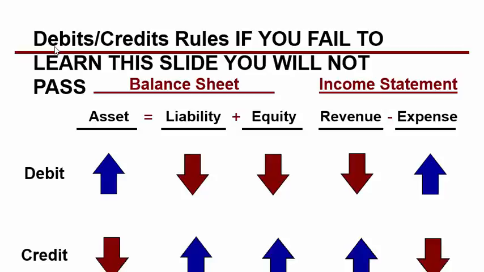Asset, if you want to increase it, you debit it. You want to decrease it, you credit it. Good. Liability, you want to increase, you credit, decrease, you debit it. Revenue, you want to increase, you credit it, decrease, debit it. Good. Expenses, you want to increase, you debit, decrease, you credit. Good. Equity, you want to increase it, you credit it, decrease it, you debit it.